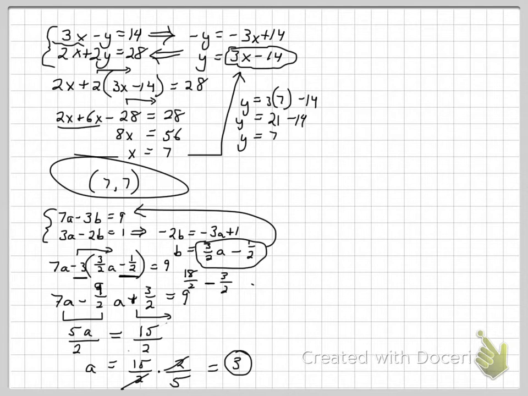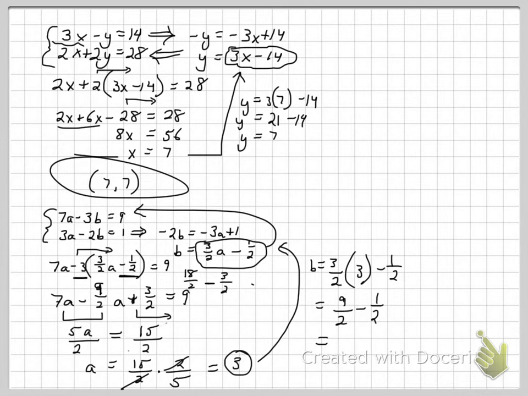And now I need to plug that in to my expression to get B. B equals 3/2 times 3 minus 1/2. That equals 9/2 minus 1/2, which equals 8/2, or 4. So my final answer for A, always do your ordered pair in chronological order, so it'd be A and B rather than your typical X and Y. The value of A is 3, the value of B is 4.